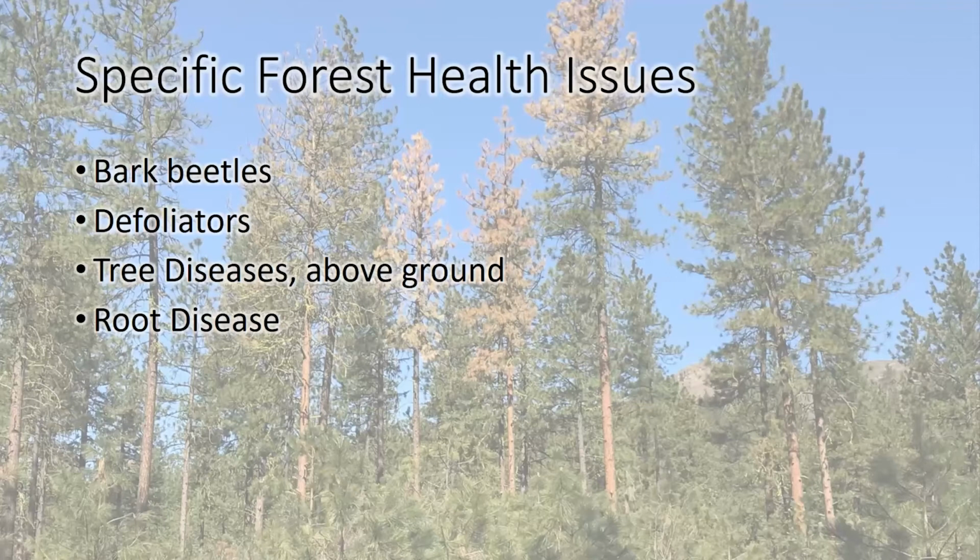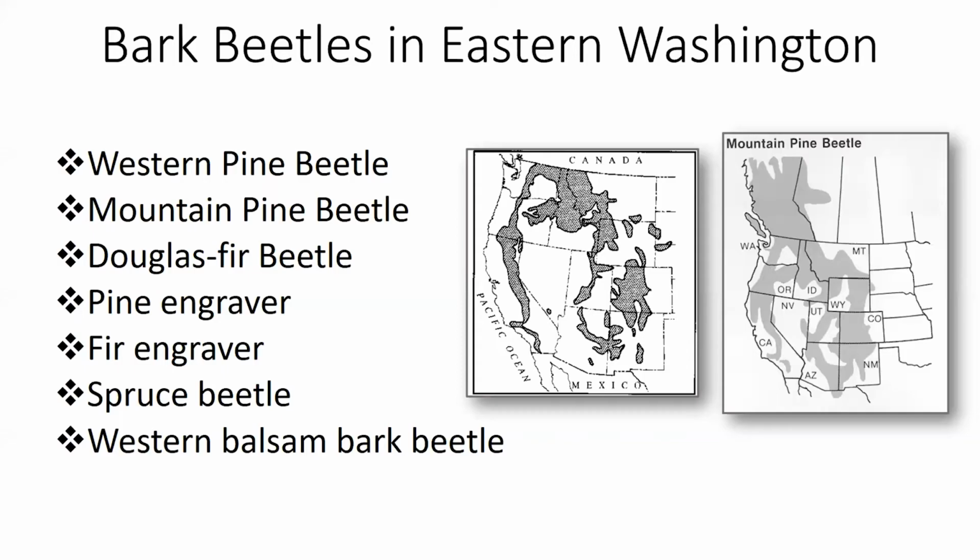So I'm going to look at a few specific forest health issues here, and I'm going to relate how infestations and outbreaks can occur in regards to issues such as drought and density. And let's start with bark beetles. So we have a lot of species here in eastern Washington. This is just a small list of the more aggressive species. These species can actually kill healthy standing trees.